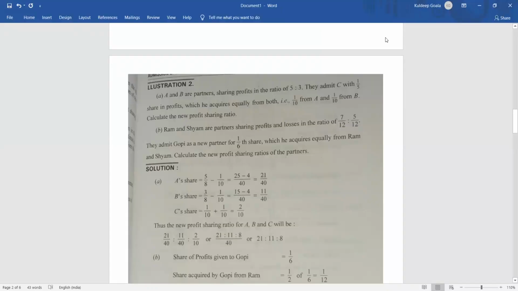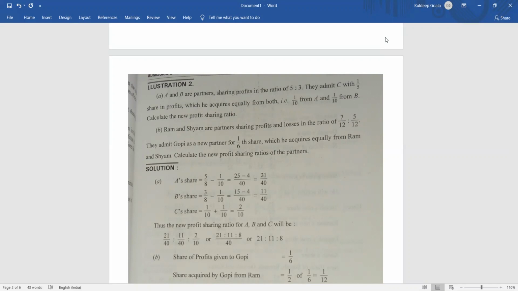Illustration number 2, what is told here? There are two questions here. The first one says that A and B are partners sharing profits and losses in the ratio 5:3. They have admitted C with 1/5 share in the profit, which he acquires equally from both, 1/10 from A and 1/10 from B. They are acquiring from both of them. Then what is given here? Calculate the new profit sharing ratio.